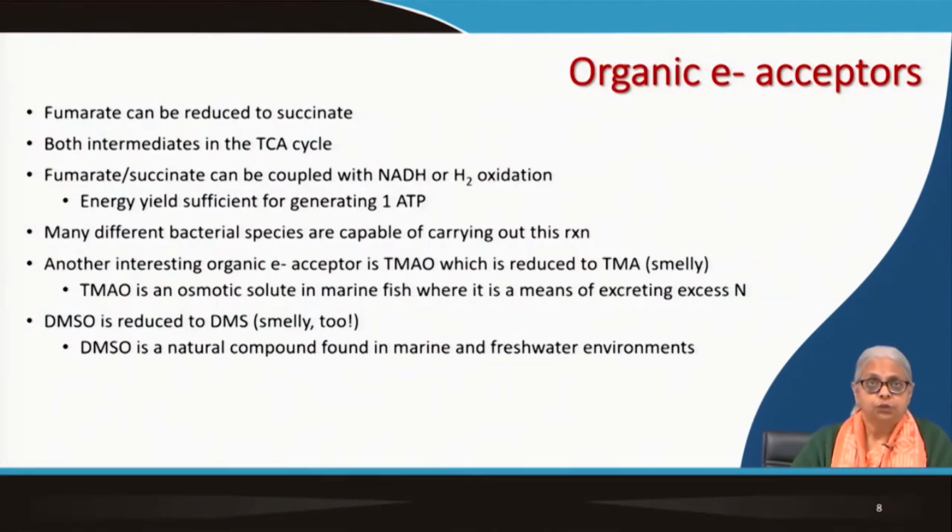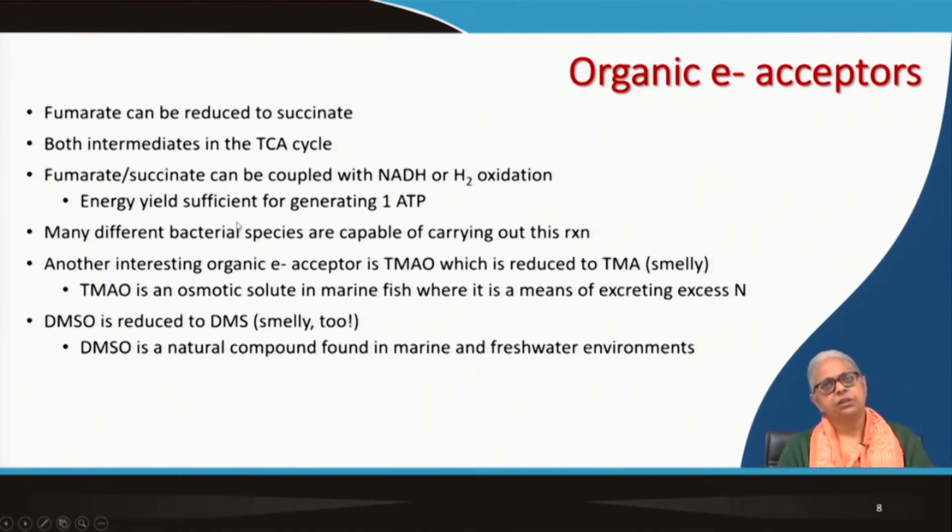Then we come to organic electron acceptors. So organic electron acceptors can be fumarate or some of the others that are shown in the table that I showed you previously. Fumarate and succinate are intermediates in the tricarboxylic acid cycle, and the fumarate succinate couple can be coupled with NADH or hydrogen oxidation. Energy yield is sufficient for generating 1 ATP. Many different bacterial species are capable of utilizing them, and this is also the basis of fermentation reactions. Many species, like I said, are capable of carrying out this reaction.